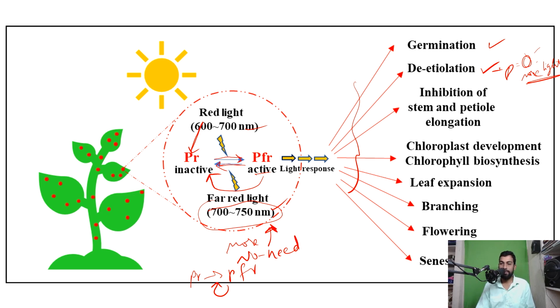The third function is inhibition of stem and petiole elongation. This is what I have told you until now. Other functions are chloroplast development, chlorophyll biosynthesis, leaf expansion to receive the maximum sunlight, branching, so branches form, flowering, and senescence. Senescence means it is like dying.